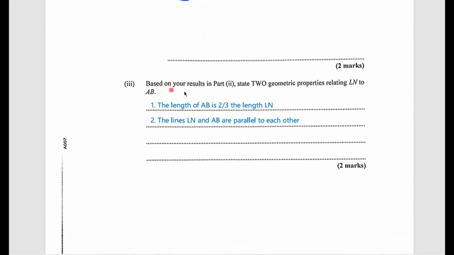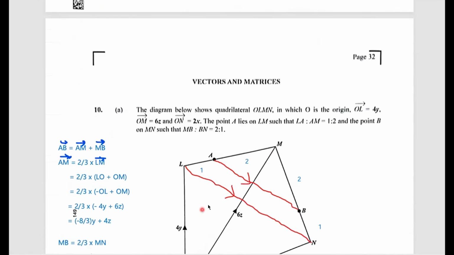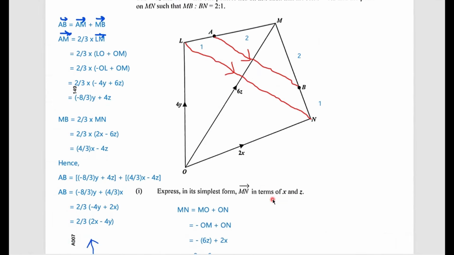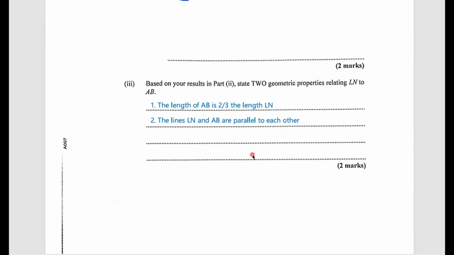The question says, based on your results, state 2 geometric properties relating Ln to AB. Well, AB is 2/3 of Ln in length, because 2x minus 4y is the vector ln. The vector is 2/3 and the length will also be 2/3. And they are both parallel. They do not intersect. They're both parallel to each other.